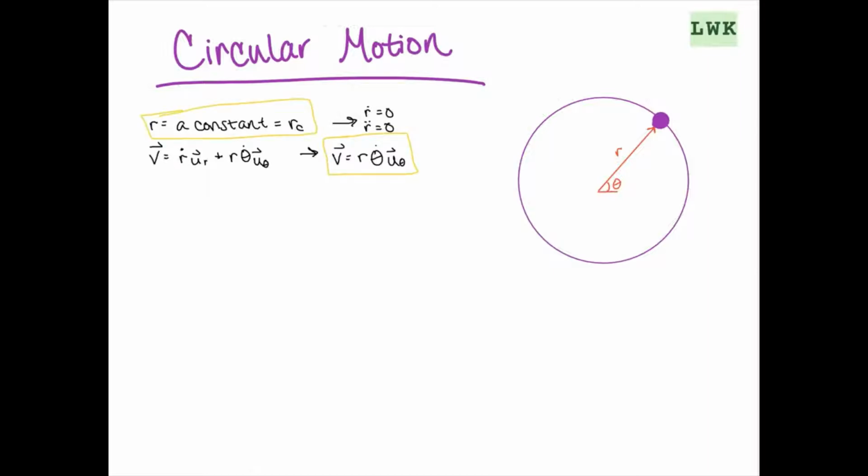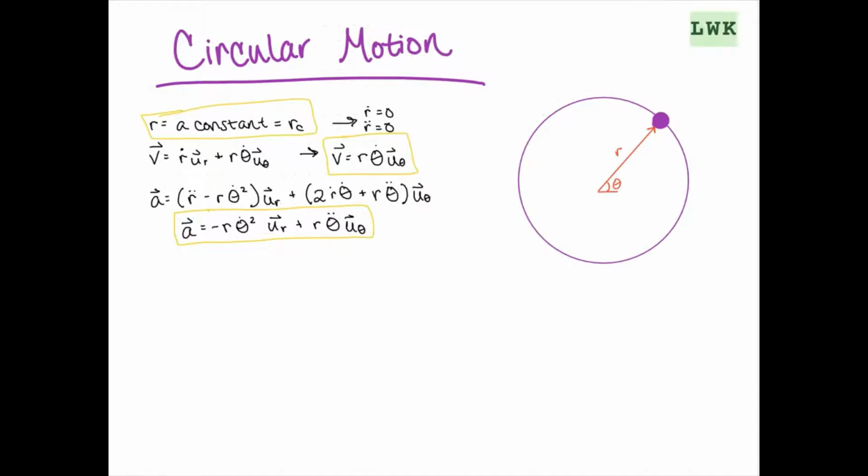And of course, our acceleration is going to be the derivative of the velocity with respect to time. For polar coordinates, we defined our acceleration as r double dot minus r theta dot squared u sub r plus 2 r dot theta dot plus r theta double dot u sub theta. And again, being that r dot and r double dot equal 0, we can abbreviate this to say a equals negative r theta dot squared u sub r plus r theta double dot u sub theta. So this can be our acceleration expression for circular motion.